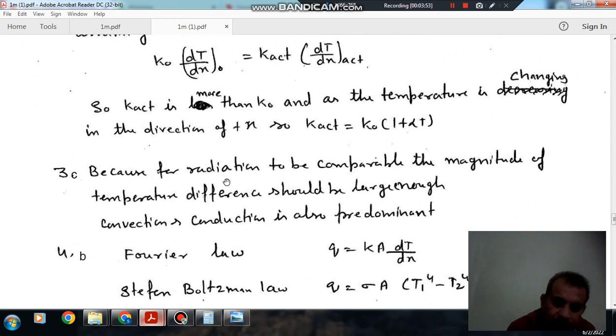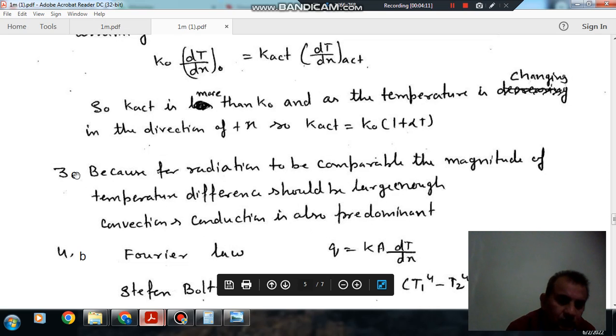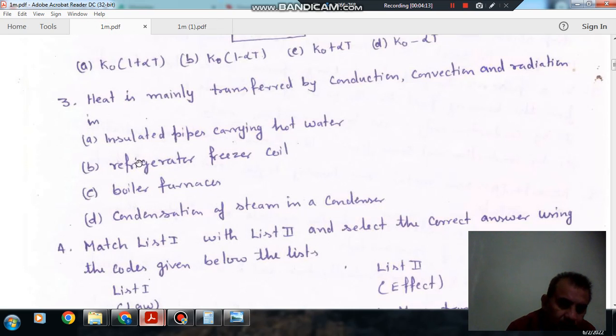Because radiation is considered to be comparable when the temperature difference is very large. So in case of boiler heat transfer, the radiation heat transfer takes place, as well as convection heat transfer also takes place. So answer is C. Whereas in all other cases, insulated pipes, refrigerant freezer coil, condensation of steam in a condenser, the temperature is not high enough for the radiation heat transfer to be prominent. So answer is C. In this, all the three modes of heat transfer take place.